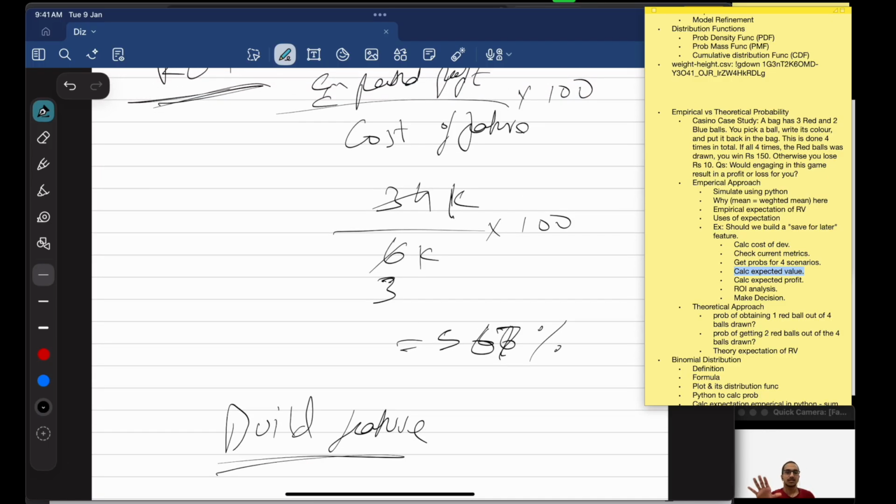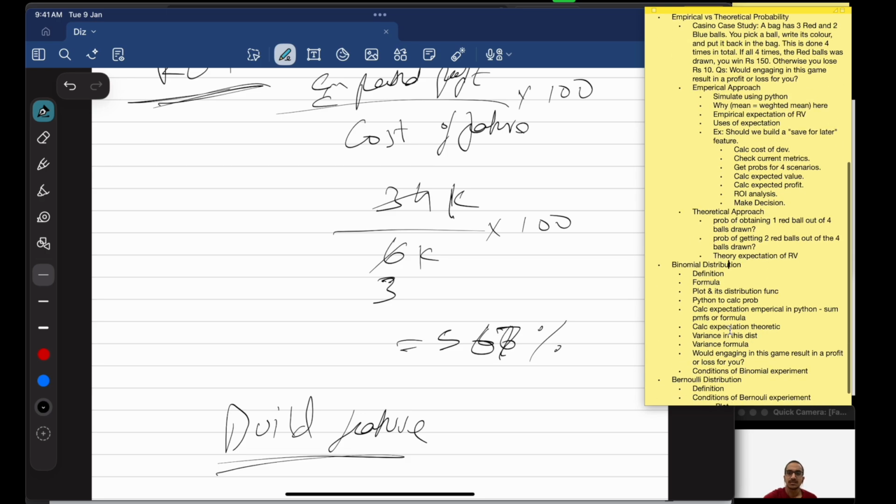So this is just a rough overview of how expected value is used to make much more informed decisions. So that's about the empirical approach. Now let's go to the theoretical approach.